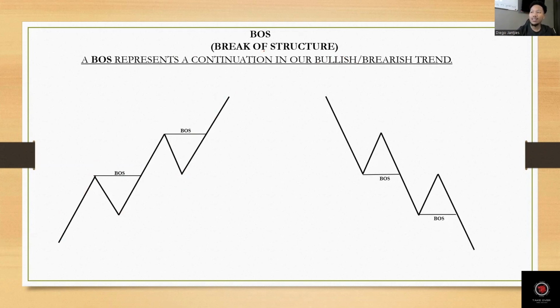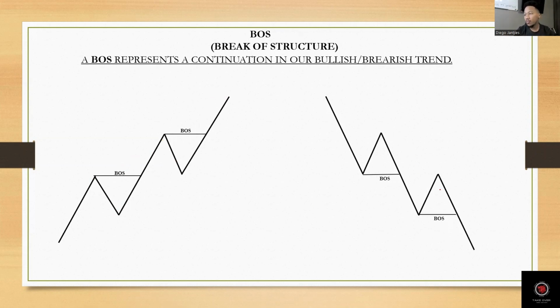So how do you identify a BOS? A BOS will simply be once we break our highs in our actual upside momentum, right? So if we find ourselves creating higher highs, this is us creating some BOSs. We are just continuing inside our actual bullish momentum. Keep it simple, right?